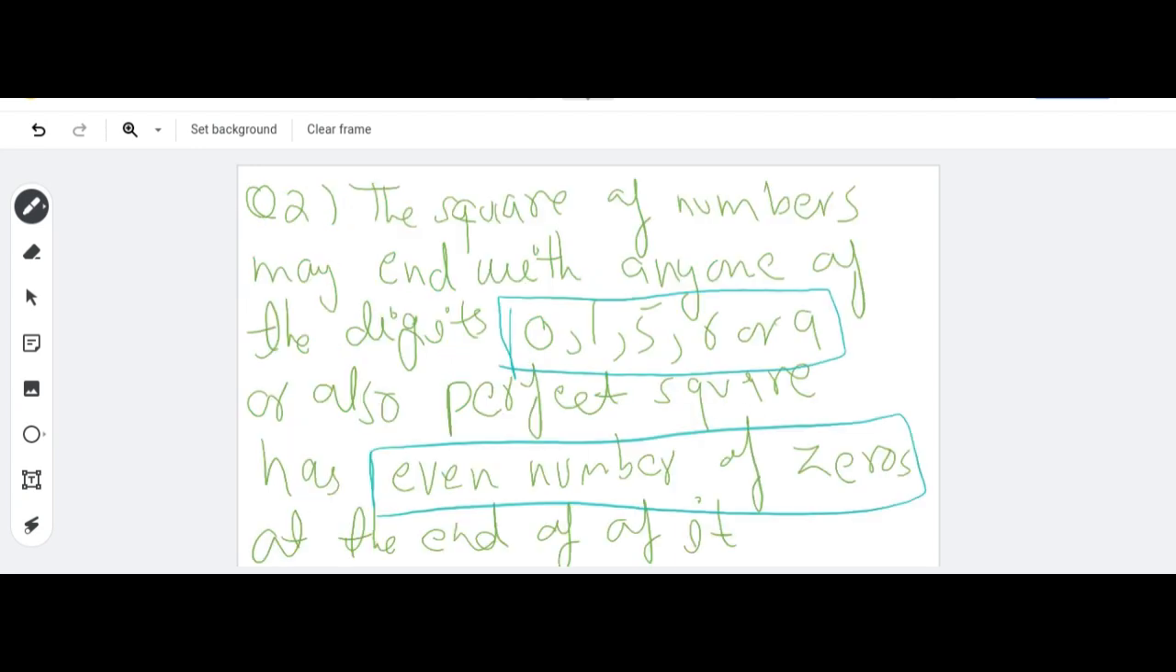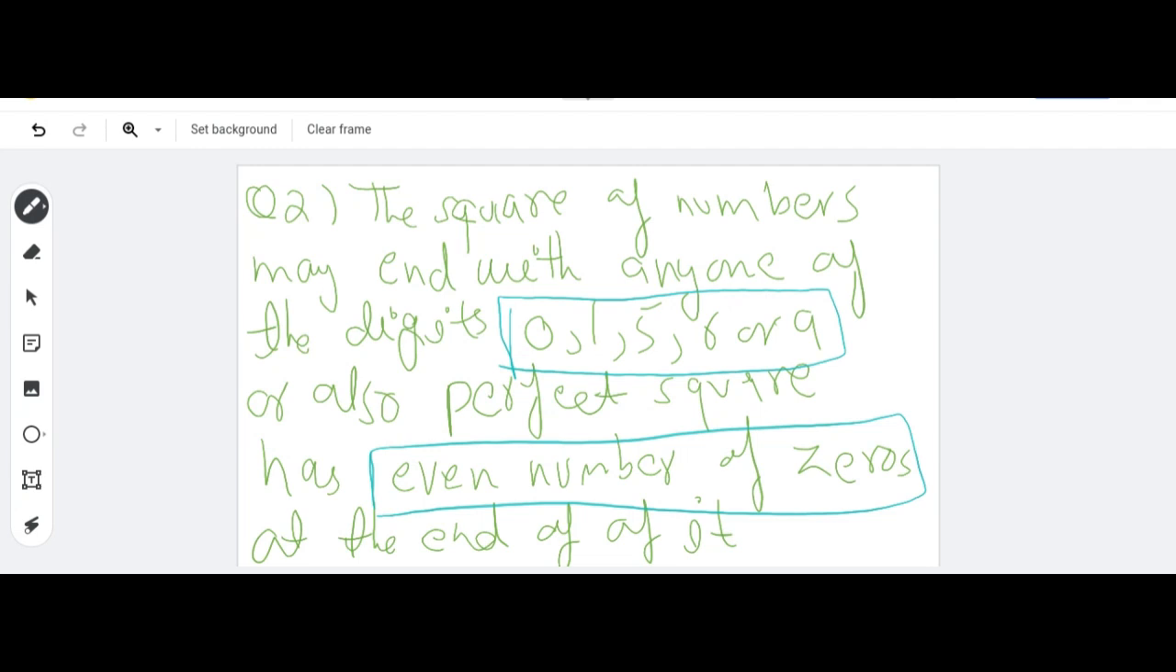23,453. What is the unit place of this number? 3. Therefore, can it be a perfect square or not? Cannot. Good. And what do you think about the third one? No. Very good. And the fourth one? No. Fifth one? No. Why? Because 64,000 has 3 zeros at the end of it.